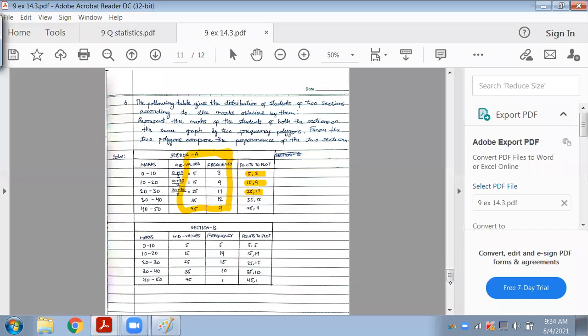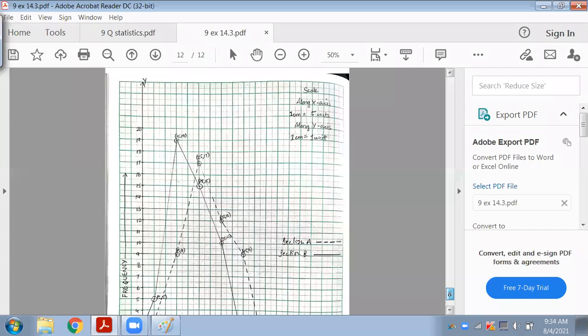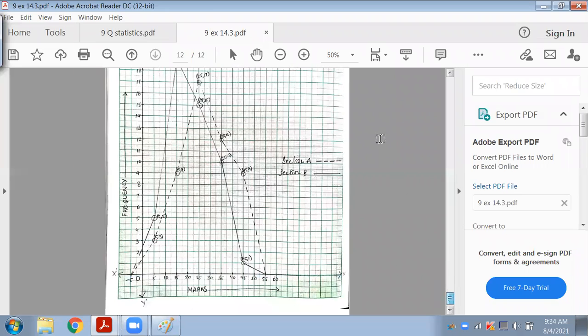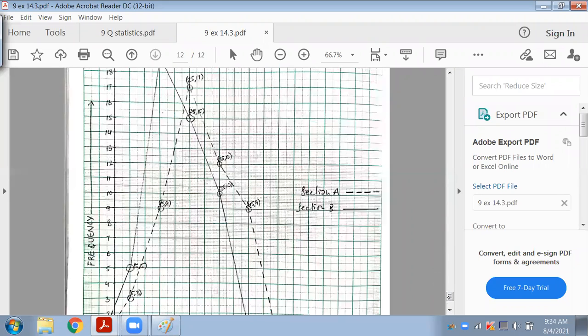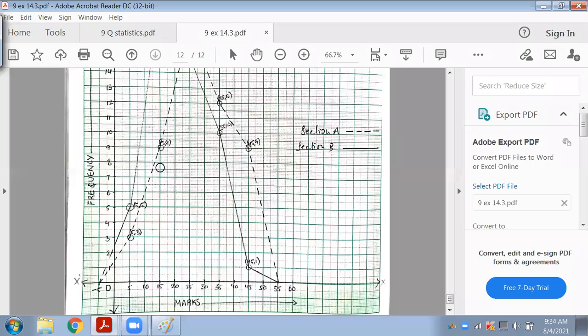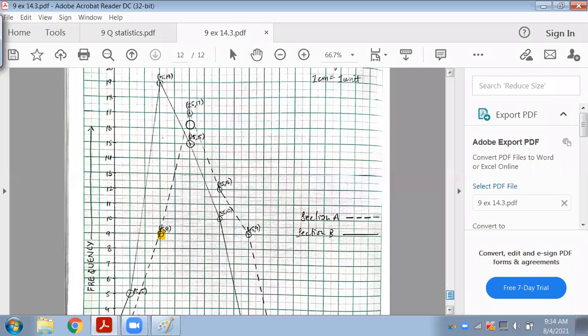I'm not plotting all the points yet. First you will plot all the points. Say 5, comma 3 is here. Then next is 15, 9. 15, 9 is here. Then next is 25, 17 is here.